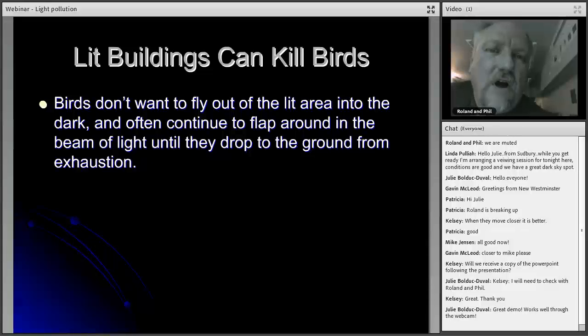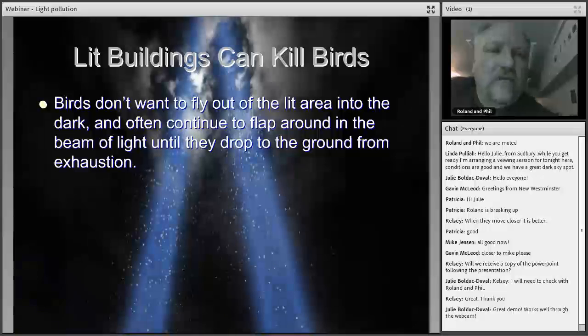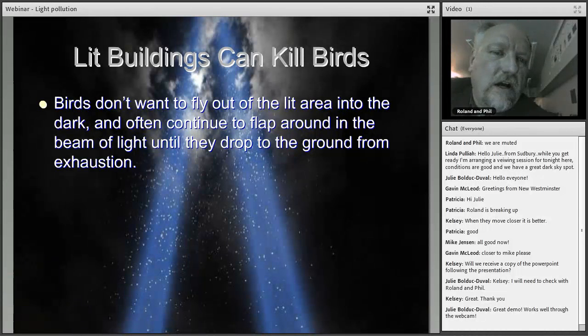The other problem they have is that they don't want to fly out of a lit area into the dark. And quite often they'll end up flapping around in lit areas until they drop to the ground from exhaustion. And this was a problem in New York. This is the Twin Towers tribute lighting. And all those little white specks you see in that image are actually birds caught flying around in the beams.